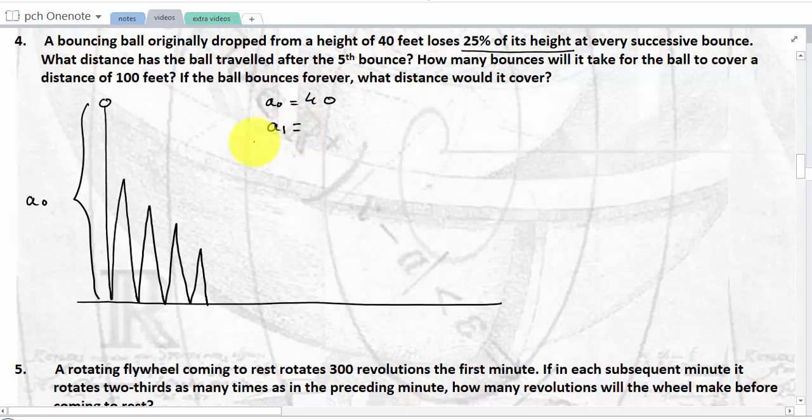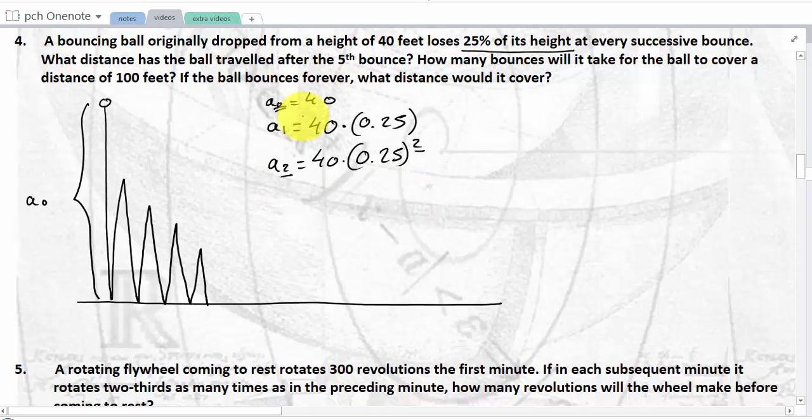So after the first bounce, the height is 25% of A naught. So it is 40 times 0.25. After the second bounce, it's 25% of A1. So it is 40 times 0.25 squared. So you see right here, because I started at A naught, my index and my powers are the same.